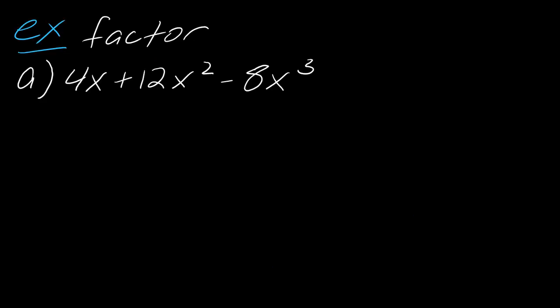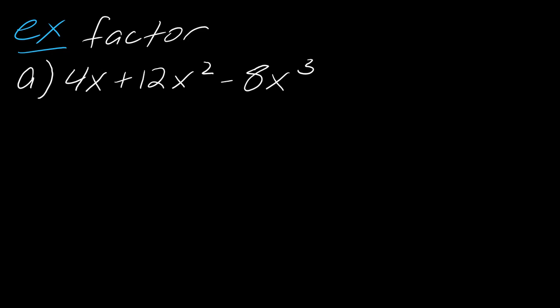All right, so why don't we try another example now? Let's factor 4x plus 12x squared minus 8x cubed. Okay, now you might want to pause here just to give yourself a second to think about this. What do you think the GCF is here? I want you to actually pause and try it on your own. Worst that happens is you get it wrong, right?